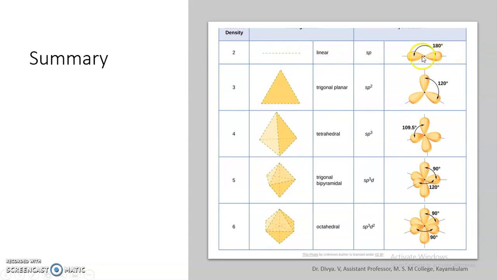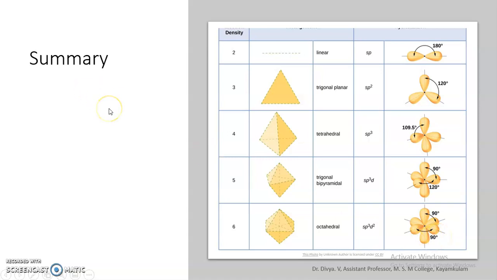It is linear in shape, making a bond angle of 180 degrees. Then sp2 hybridization: it is a triangular planar structure and the bond angle is 120 degrees. sp3 hybridization: the structure is tetrahedral in nature and the bond angle is 109.5 degrees or 109 degrees 28 minutes. sp3d hybridization is trigonal bipyramidal in nature, and there is a difference between equatorial and axial bonds, and these are the bond angles. The octahedron is also a highly symmetric molecule, exhibiting sp3d2 hybridization, and all bonds make an angle of 90 degrees with each other.